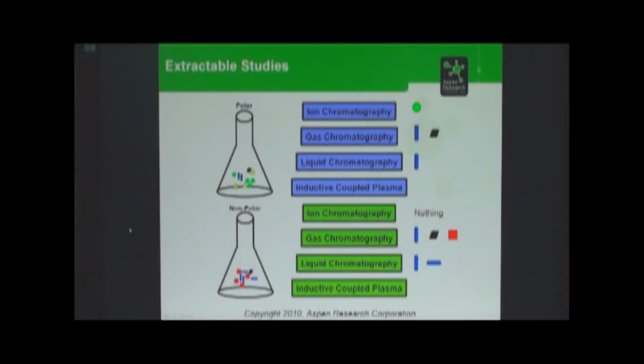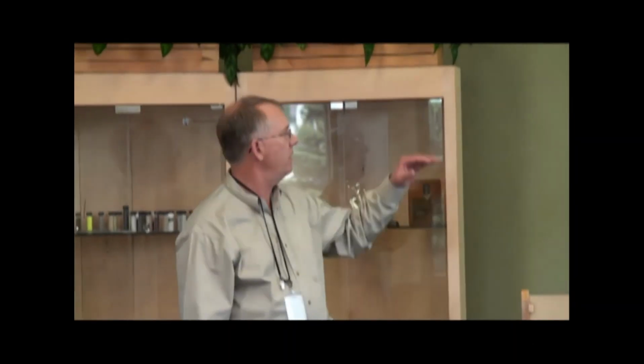And then for the inductively coupled plasma, the ICP, for the metals analysis, again, on the polar side, maybe we see one metal, maybe some counter-ion to the anion from the ion chromatography, and we see nothing from the non-polar extraction. The point of all this is that if you don't run all of the different analytical techniques, you could miss some things, compounds or elements that could cause hazard to a person. You wouldn't have seen it if you only ran one technique, so you need to run them all.